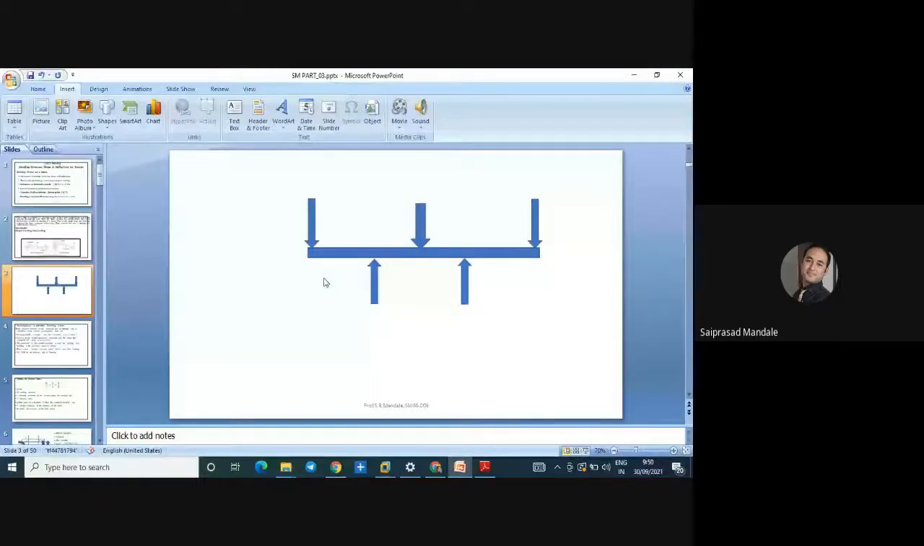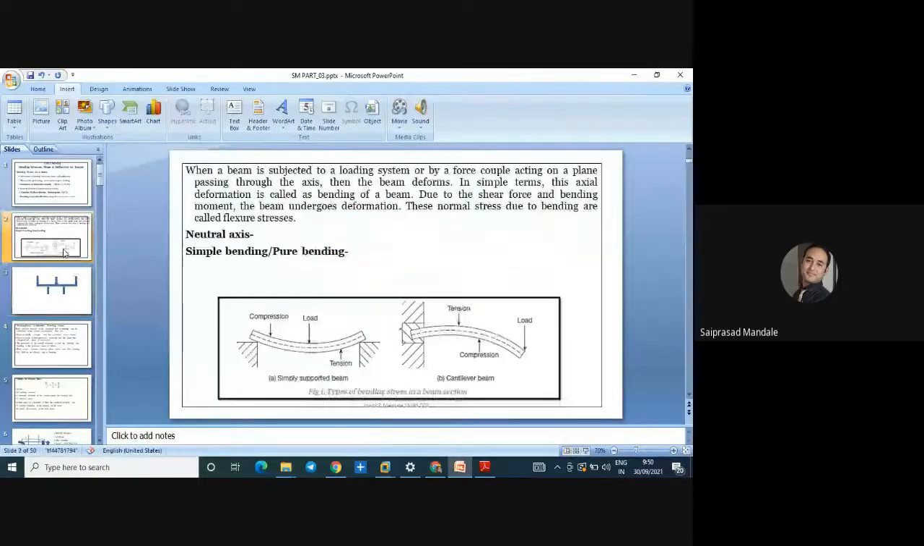Like this, I'm going to apply load. Because of this loading, the beam is subjected to some kind of deformation. It may deform into a U shape. This is the loading diagram. Because of this load, the beam will turn into a U shape. So it looks like this: two supports, and if the load is applied, it will turn into this U shape.